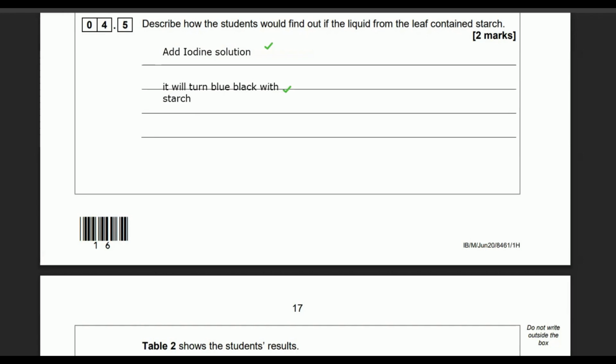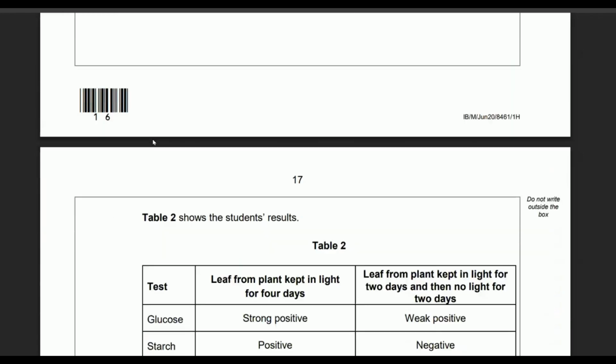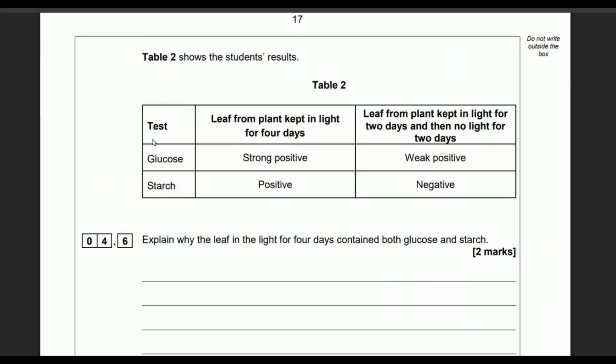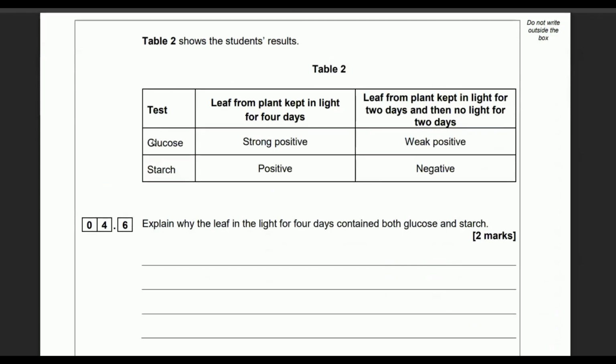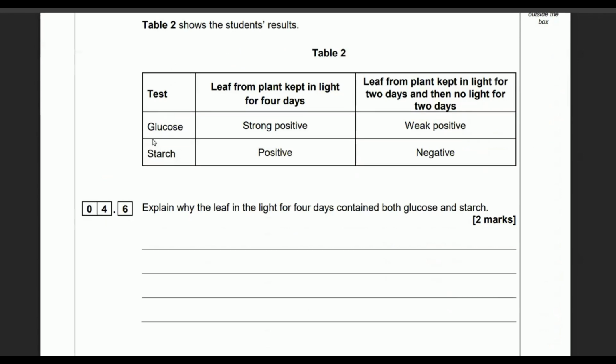I mean, really, it wouldn't work very well on a leaf unless you boil the leaf with alcohol and remove the chlorophyll, because then you can't see a color change with chlorophyll in the leaf. But you don't need to know that for AQA.